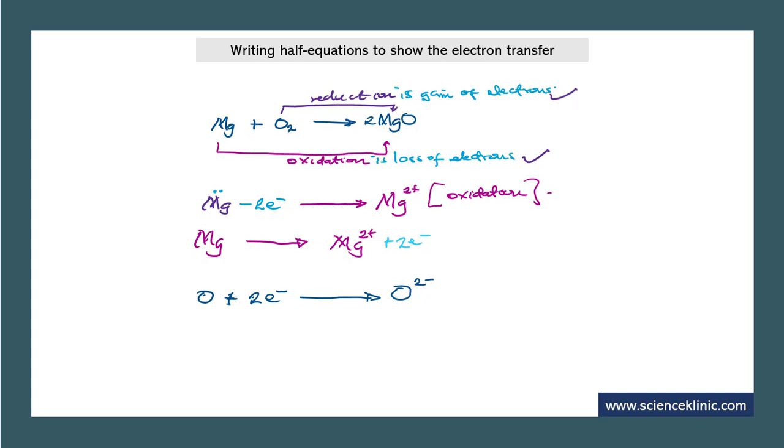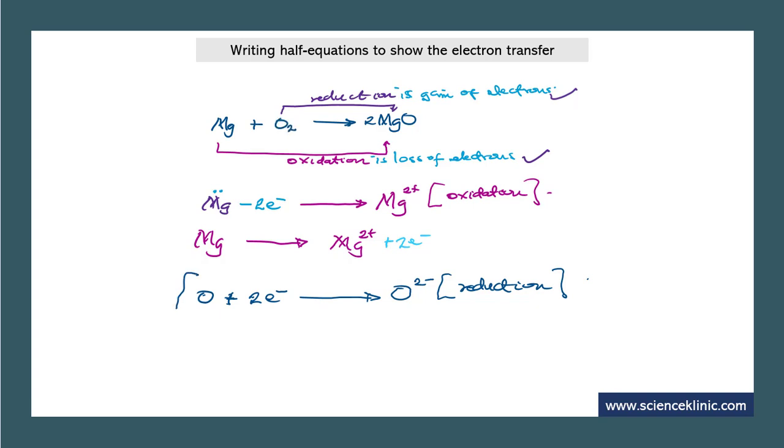You can also see it as well. Oxygen atom gains 2 electrons to become oxygen ion, and of course it is going to be the reduction half of the equation. But we are not done yet, because this is oxygen molecule, not oxygen atom. But it is not going to be difficult.